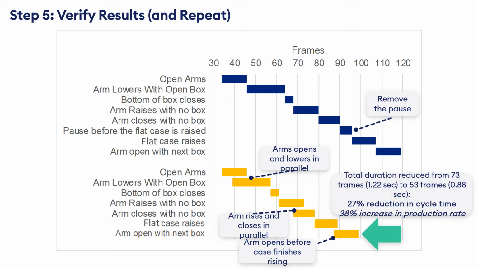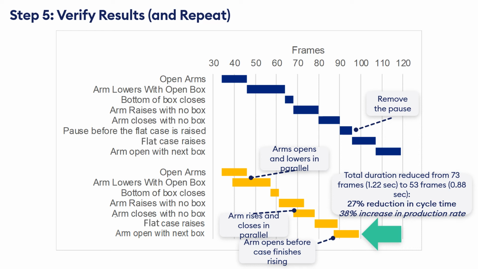With all of those changes implemented, the team anticipated the duration of the cycle would fall from 73 frames or 1.22 seconds to only 53 frames or 0.88 seconds. This represents a 27% reduction in the duration of the cycle. Put another way, this would produce a 38% increase in the production rate of the Boxformer.